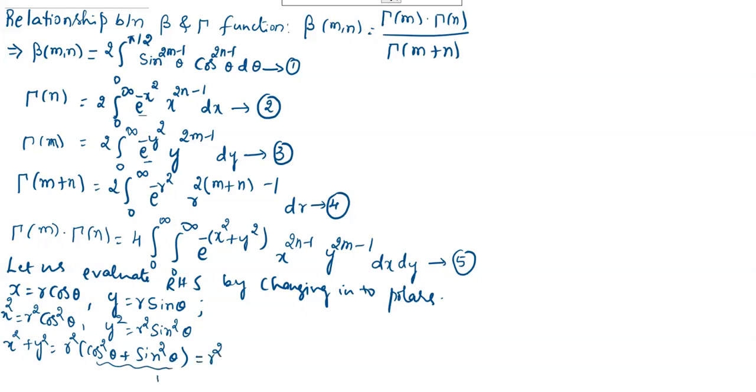So we can write it as x square plus y square equal to r square. And also we know that dx into dy, when we are writing in polars, will be r into dr into d theta. So now r varies from 0 to infinity and theta varies from 0 to pi by 2.